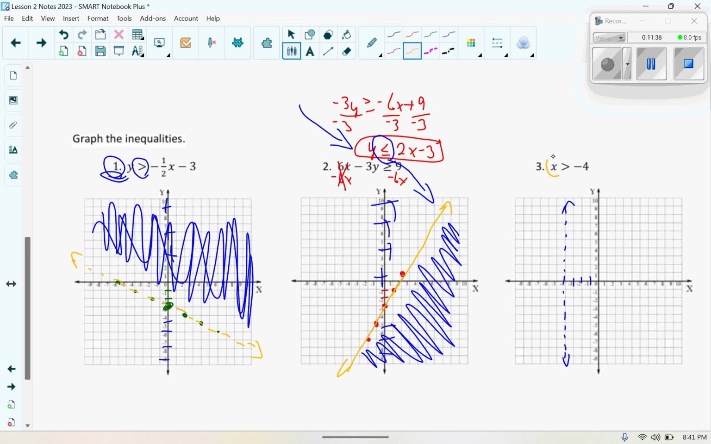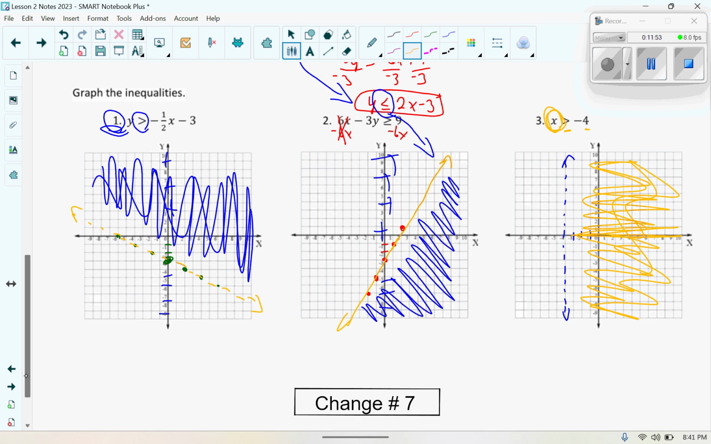Okay, for this one, think about this. Your x values are bigger than -4. So here, all my x values are bigger than -4. That means I'm going to shade in this direction. And that is it, guys.